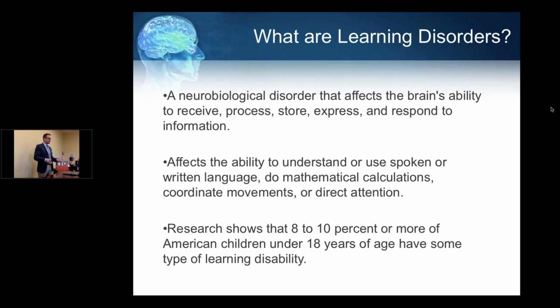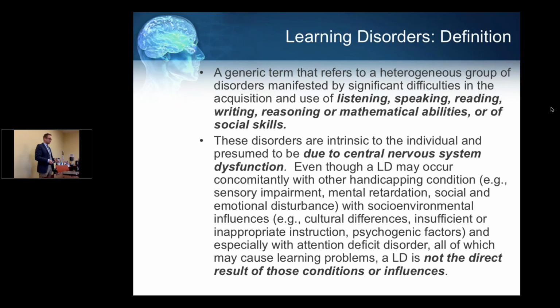So one of the things that's important about learning disorders is that, again, it can involve multiple areas, including writing, reasoning, math, listening, social skills, and so on. It is due to central nervous system dysfunction. So it's not strictly environmental. It's not to say that environment can't play a role, but there is a genetic, a central nervous system aspect going on. And it is not the direct effect of cultural issues or insufficient instruction.